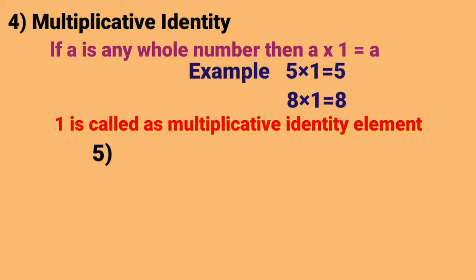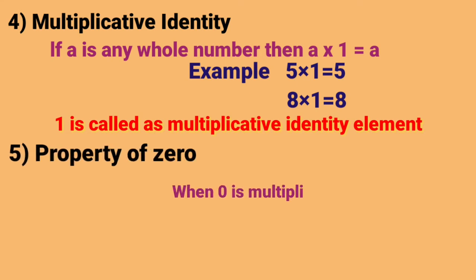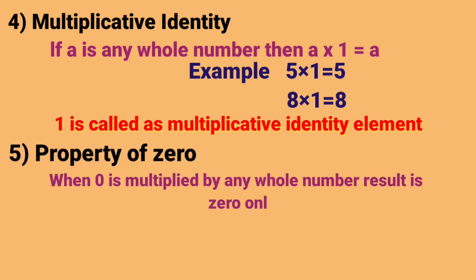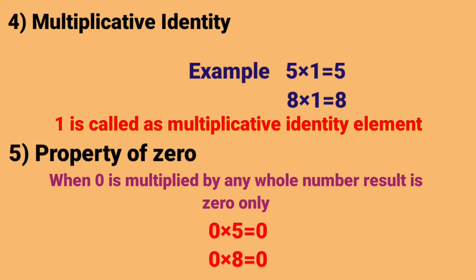Number 5, it is property of 0. When 0 is multiplied by any whole number, result is 0 only. For example, 0 multiplied by 5, it is 0. 0 multiplied by 8, that is also 0.